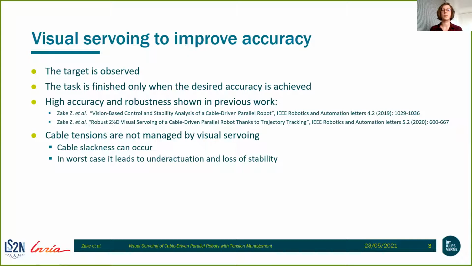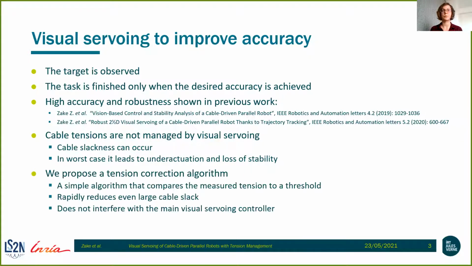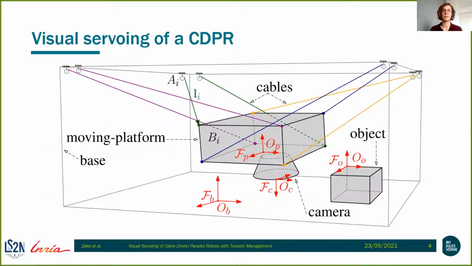So it's possible that cable slackness can occur. And in the worst case, that can lead to the under-actuation of the moving platform and the loss of stability for the control. We propose a tension correction algorithm, which is a simple algorithm that compares the measured tension to a threshold, rapidly reduces even a large cable slack, and does not interfere with the main visual servoing controller.